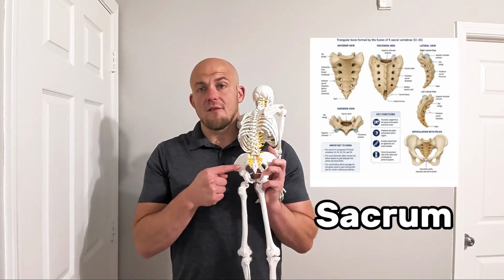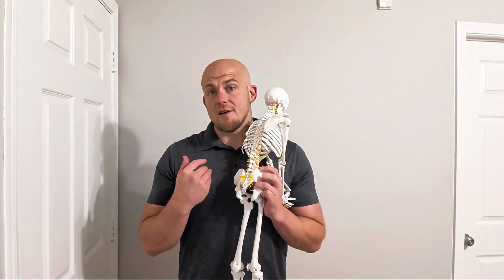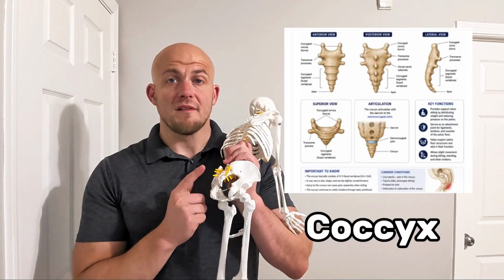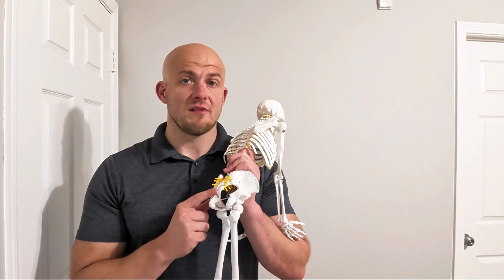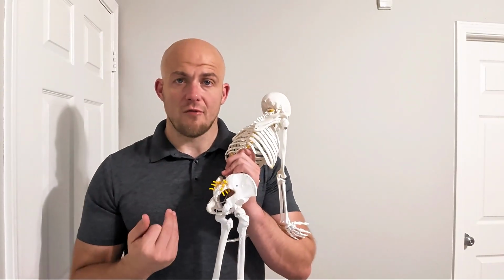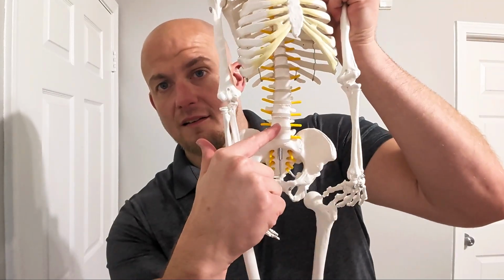Then we've got the sacrum, connecting the spine to the hips, which helps transfer the force between the trunk and the legs. The coccyx, the tailbone, is small, but it's an attachment for muscles and ligaments, and it can affect pelvic floor function and sitting. Between each vertebra, you've got the disc.